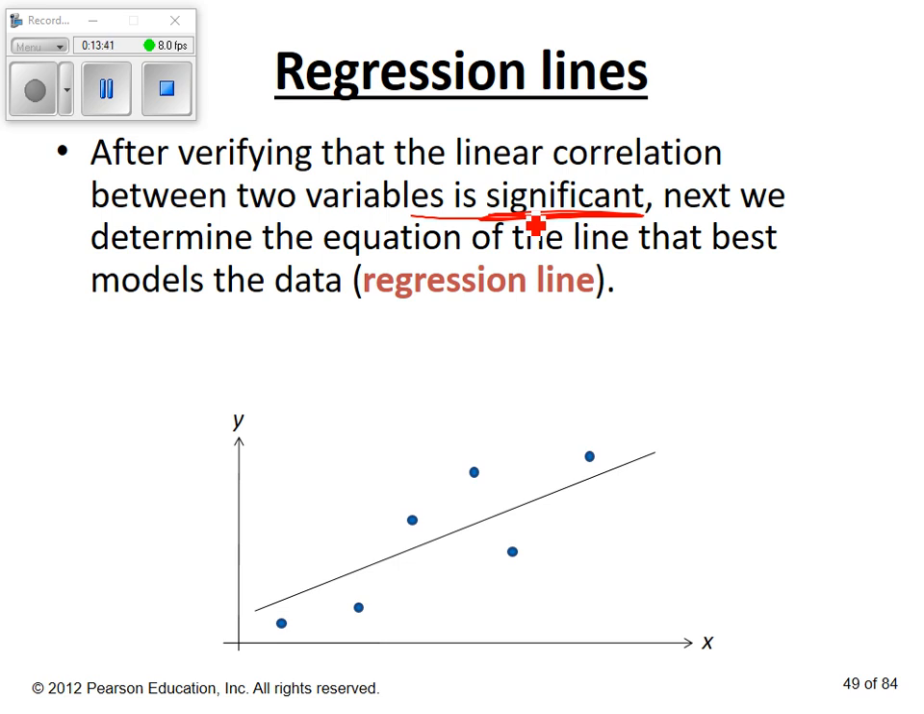Then we can write an equation and draw a line of best fit, and that line is called the regression line. So the thing I would write down there is maybe a regression line. It's called the line of best fit. That's what we're dealing with.